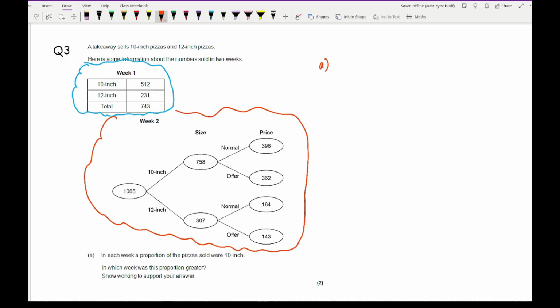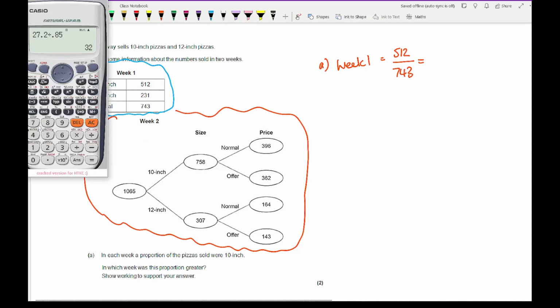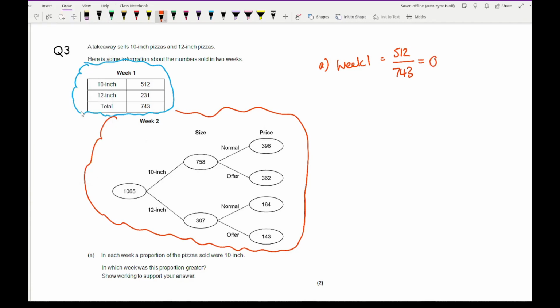So for A, in terms of week 1, now proportion is basically the part divided by the grand total. So for week 1 the proportion is 512 over the total, which is 743. Now if I just get the calculator out and work that out, so 512 divided by 743 equals, and then if I press to convert that into a decimal, it gives me 0.689. So 0.689, there's a few decimals after it.